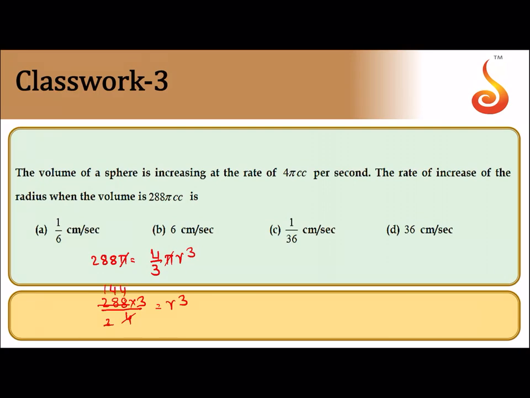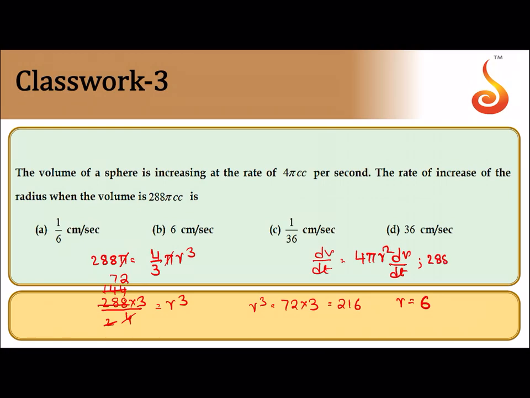288 pi equal to 4 by 3 pi r cube. So from this, pi and pi will cancel. You get 288 into 3 by 4 equal to r cube. When we divide by 2, this becomes 144. And again divide by 2, this becomes 72. So you get 72 into 3, so r cube is equal to 216, and r is equal to 6. This implies r equal to 6.